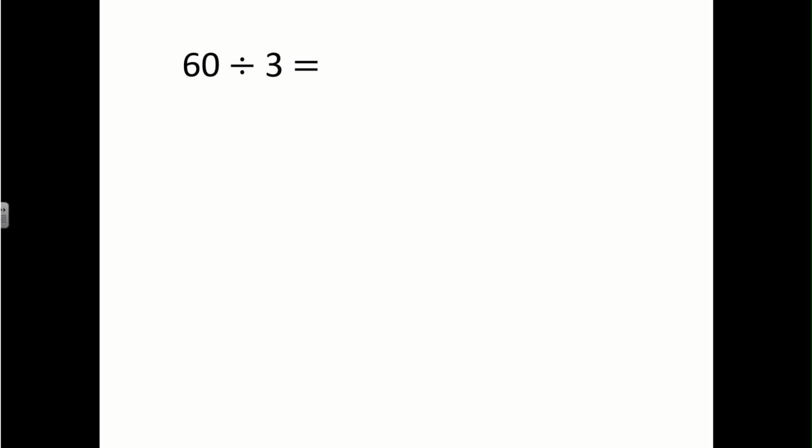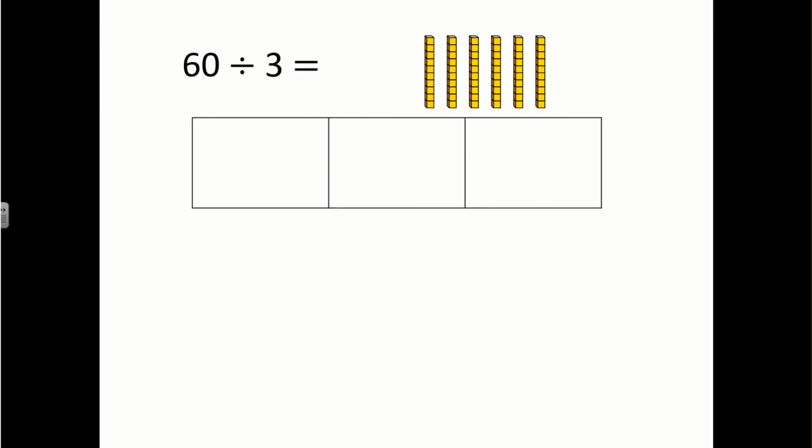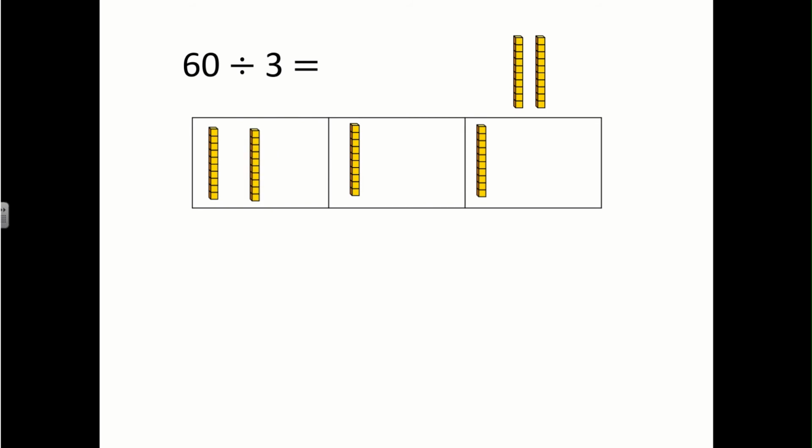When children are more confident, we can look at larger numbers. For example, 60 divided by 3. We might use base 10 to represent our 60, 6 tens. Again, we're going to share these out. We're going to share them into 3 boxes. The important thing is that we are sharing them out equally. Each box has the same amount, 2 tens, 20.